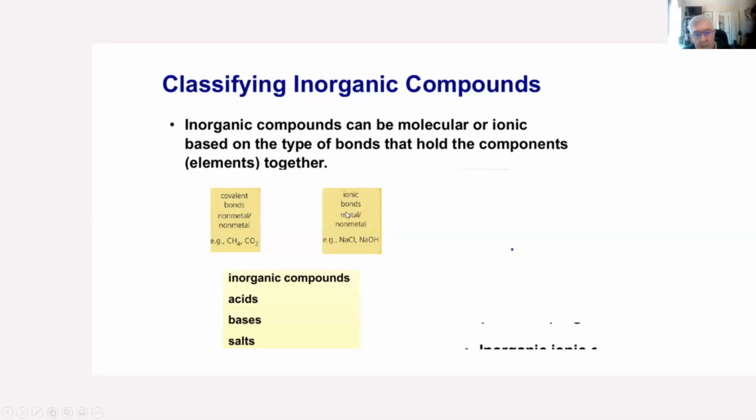Ionic bonds are found when you have the combination of a metal and a non-metal. Examples, sodium and chlorine, and sodium and the anion hydroxide. In this case, the anion is made by two atoms. Also, we can classify the inorganic compounds into acids, bases, and salts. Let's continue.